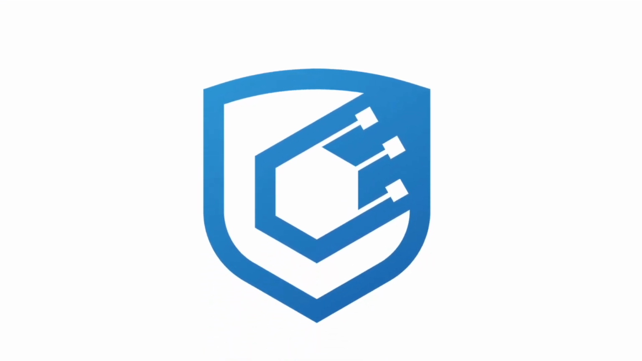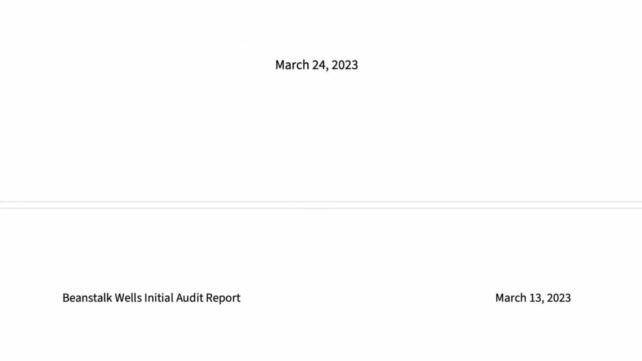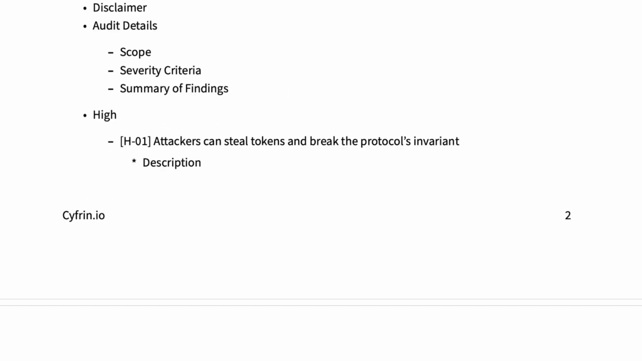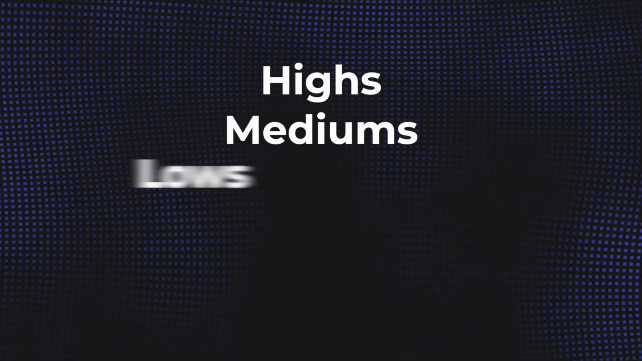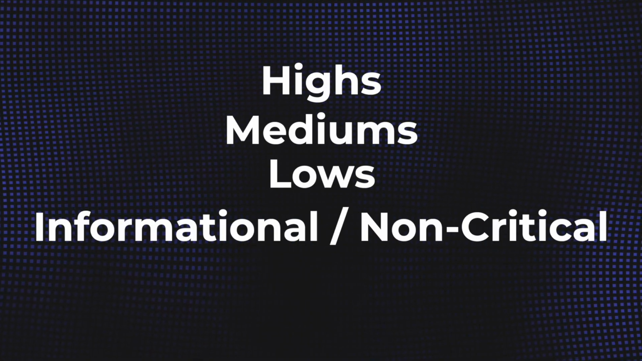Audit begins. The auditors will use every tool in their arsenal to find as many vulnerabilities in your code as possible. We'll give you some tricks in a minute to make this a successful step. Initial report. After the time period ends, the auditors will give you an initial report that looks something like this, with all their findings listed by severity, usually categorized into highs, mediums, lows, informational / non-critical, and gas efficiencies.